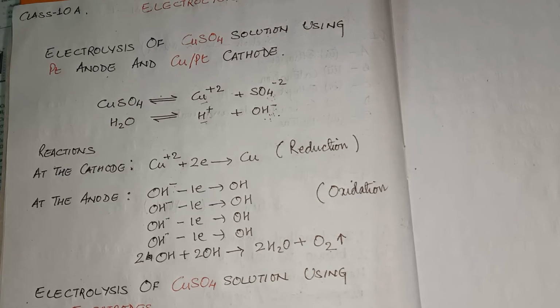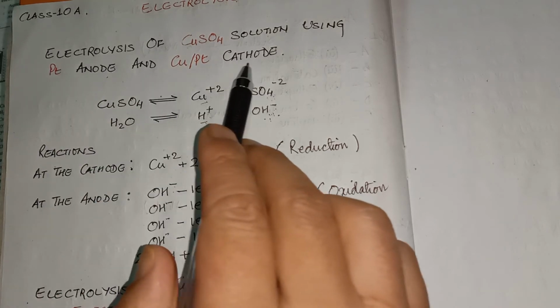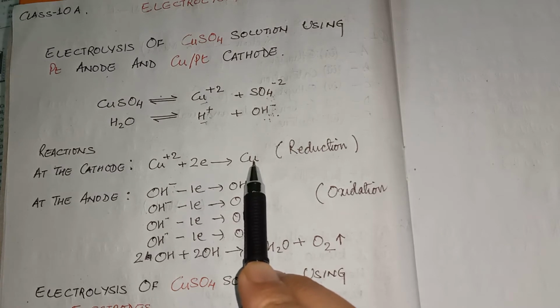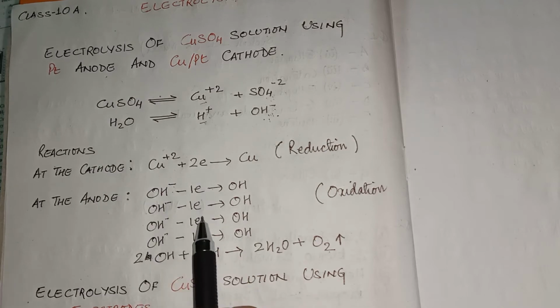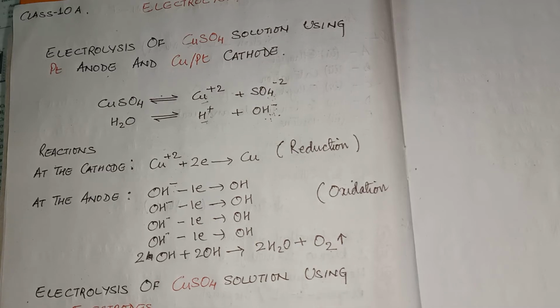Okay, now finally what we can conclude is that the electrolysis of copper sulfate solution using platinum anode and platinum cathode produces copper at the cathode, which we observe by the color of the deposit, the reddish pink or reddish brown deposit of copper at the cathode, whereas oxygen gets liberated at the anode. So this is the electrolysis of copper sulfate solution using platinum anode.